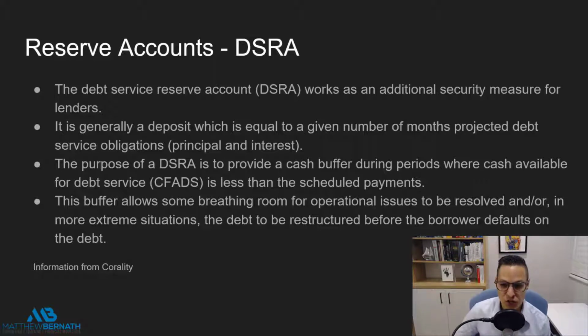So there we go. The debt service reserve account works as an additional security measure for lenders. It's generally a deposit that sits with the bank. That means that cash actually belongs to the project company. A lot of people ask, does the money go back to the bank? No, it's money that's been lent to the project company. The purpose of the DSRA is to provide a cash buffer during periods where cash available for debt service, or CFADS, is less than scheduled payments. So the buffer allows some breathing room for operational issues and gives you some time to resolve them, in this case 6 months. And that information is from Liquidity, who's a great source of project finance information.